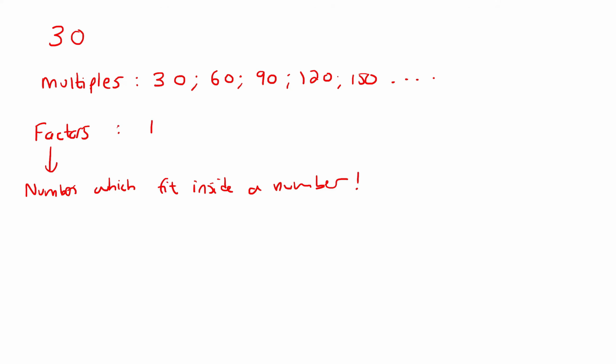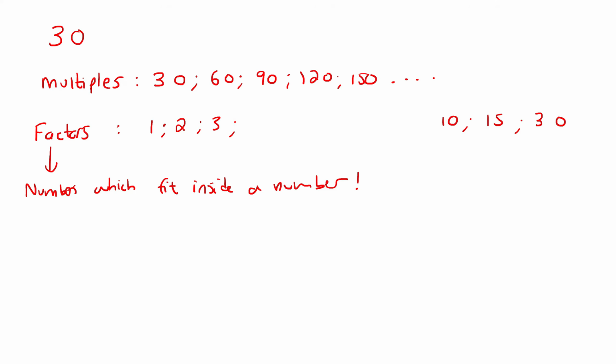You take the number 1. How many times can the number 1 fit into 30? Well, that would be 30 times. Then I try the number 2. 2 fits in 15 times. Why? Because 2 multiplied by 15 is 30. Then I try the number 3. Well, 3 times 10 gives me 30.